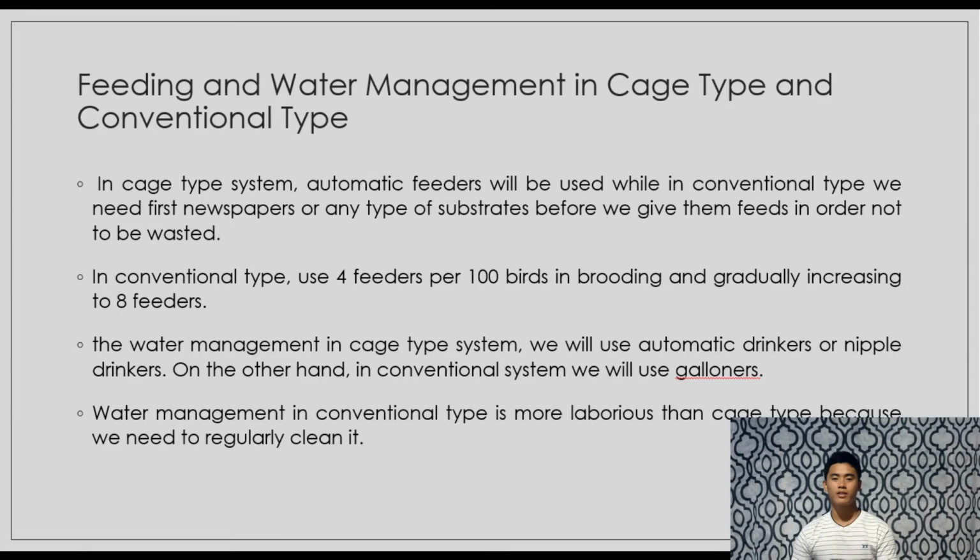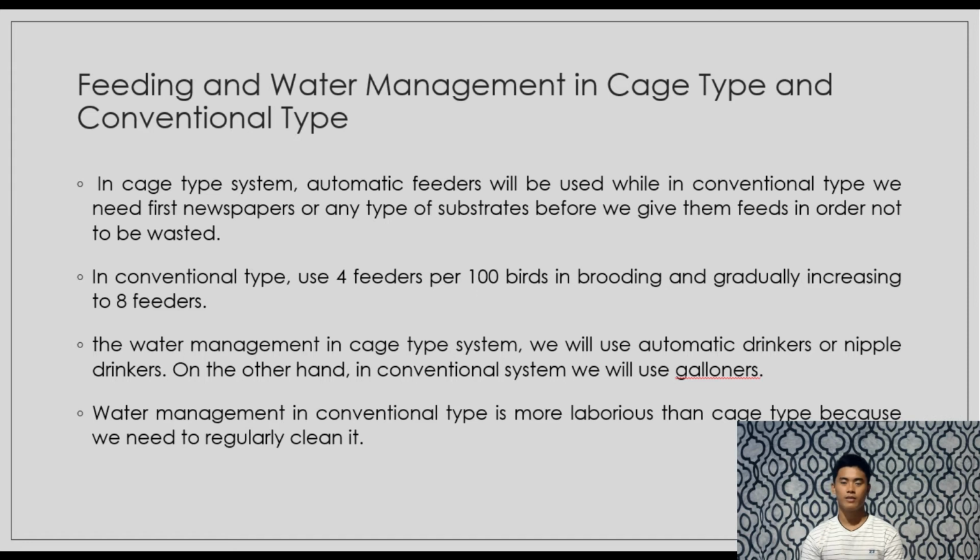Feeding and water management in cage type and conventional type. In cage type system, automatic feeders will be used, while in conventional type, we first need newspapers or any type of substrates before we give them feeds, in order not to be wasted. In conventional type, use 4 feeders per 100 birds in brooding and gradually increase to 8 feeders.